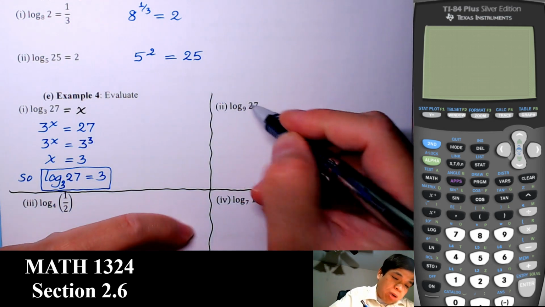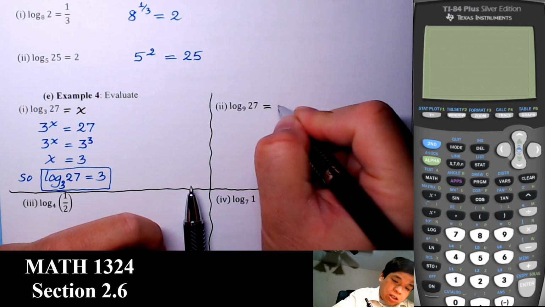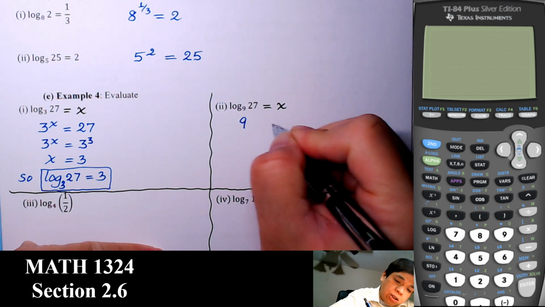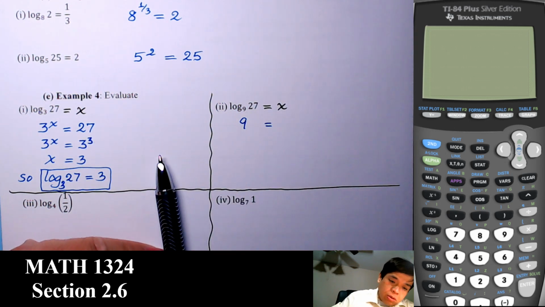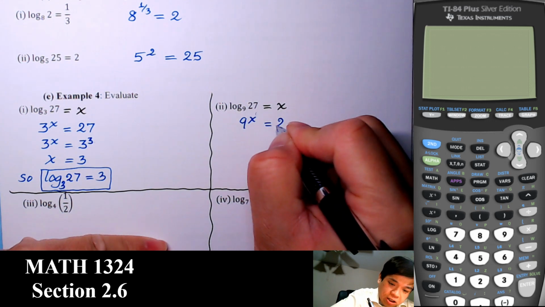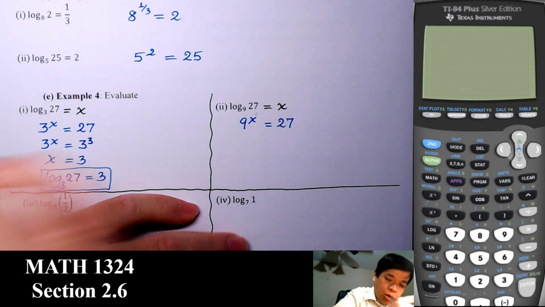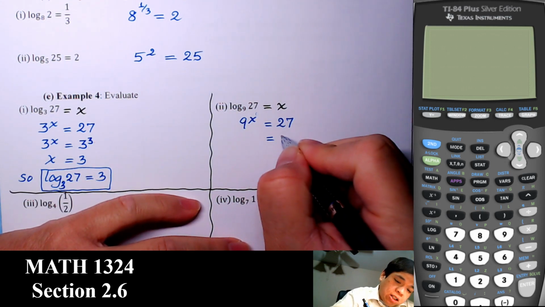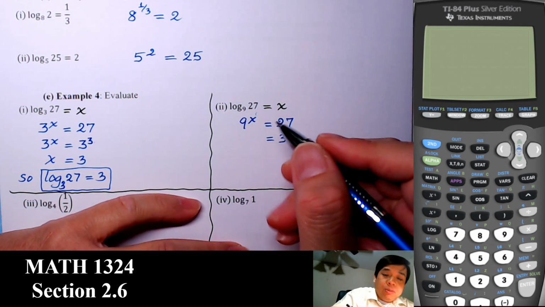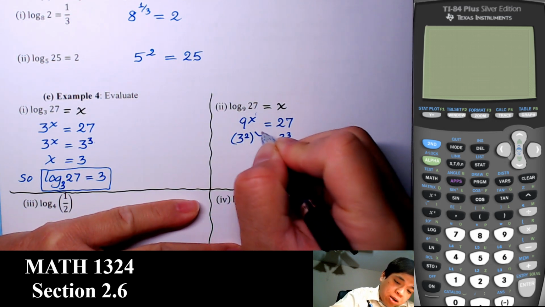Now, 9 to what power is equal to 27? We don't know what that is, so make that equal to x. And now we swap, base of 9, the x on this side and the 27 on that side. Now we're trying to solve for x. Well, 27 is 3 cubed, and 9, we can say 3 squared is 9, and then to the x power.